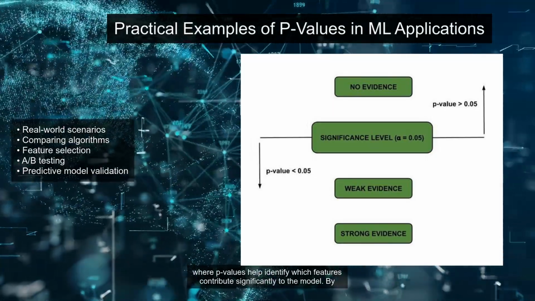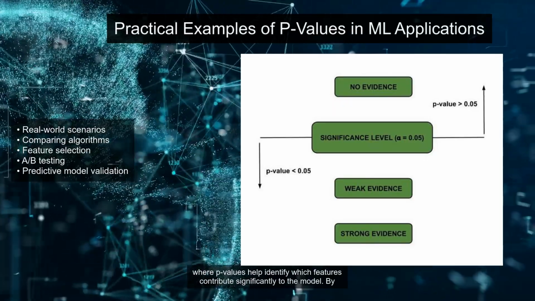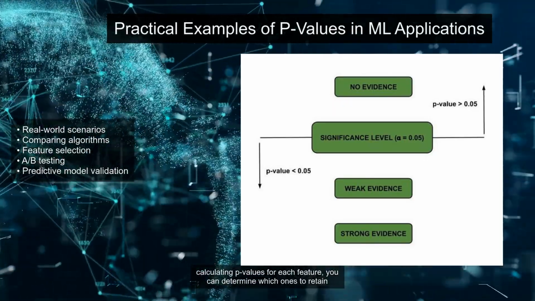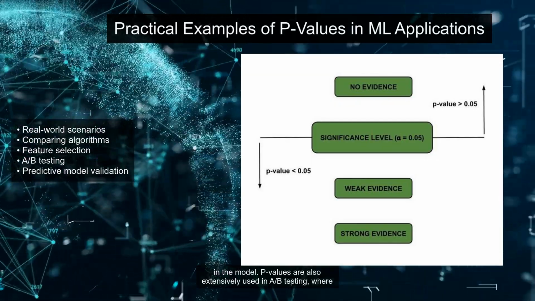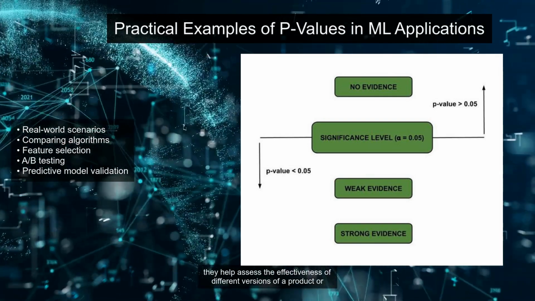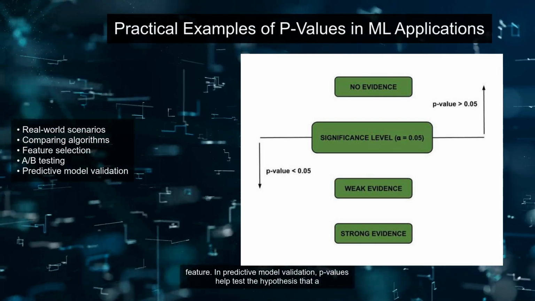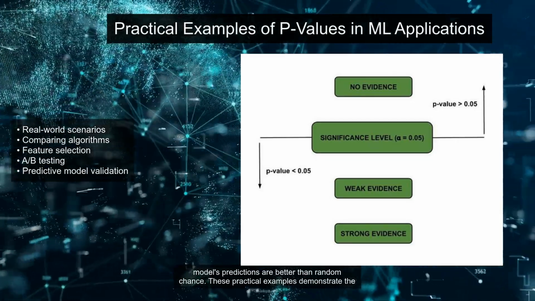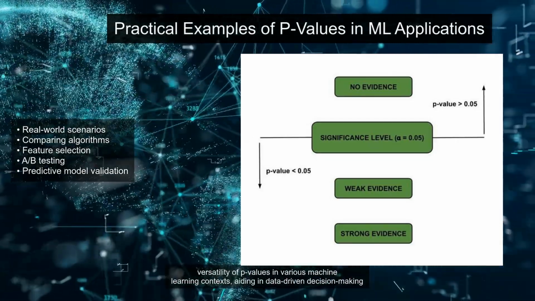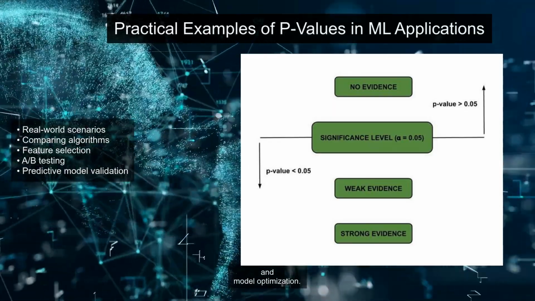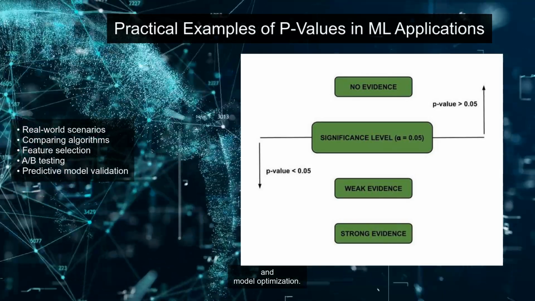Another application is feature selection, where p-values help identify which features contribute significantly to the model. By calculating p-values for each feature, you can determine which ones to retain in the model. P-values are also extensively used in A/B testing, where they help assess the effectiveness of different versions of a product or feature. In predictive model validation, p-values help test the hypothesis that a model's predictions are better than random chance. These practical examples demonstrate the versatility of p-values in various machine learning contexts, aiding in data-driven decision-making and model optimization.